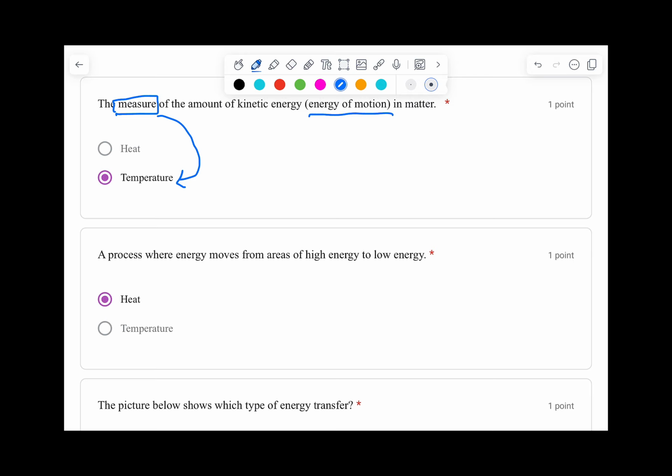Now, if we are looking at this next question right here, this question, it's asking for a process. That's the big difference. Now, on the very first day when we were defining heat versus temperature when we did this unit, we defined heat as the process where energy moves from systems of high energy to systems of low energy. So that's one of those things where you just have to remember that heat is a process and temperature is a measurement, and we talked about that the very first day that we did this unit. All right, next question.